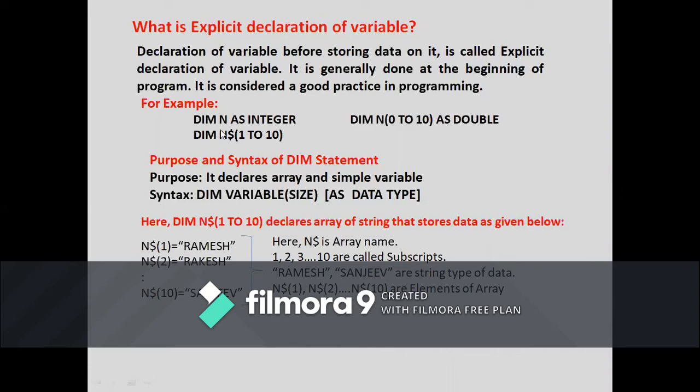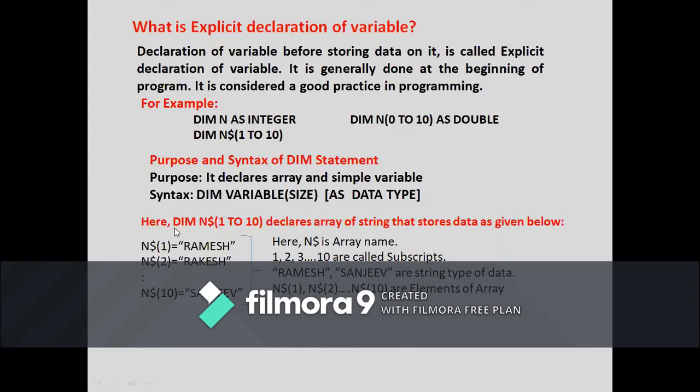Students, now you have to understand what is a dim statement. Dim statement is for dimension. By this, you can declare an array or a simple variable. Like here, n is a simple variable we have declared using the dim statement, and here we have declared n$ as an array with the help of the dim statement. This type of declaration we can do at the top or at the beginning of the program. So these declarations are called explicit declarations of variables.